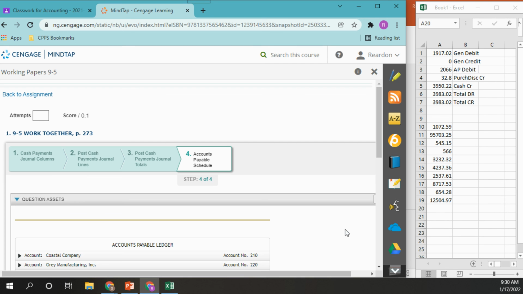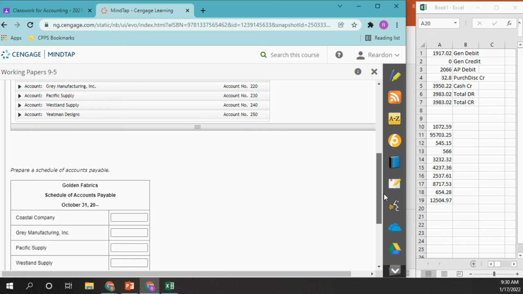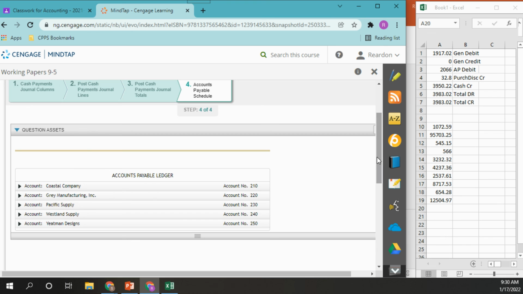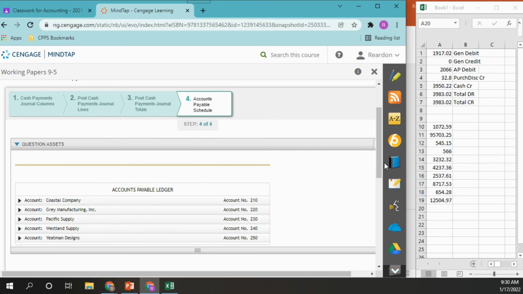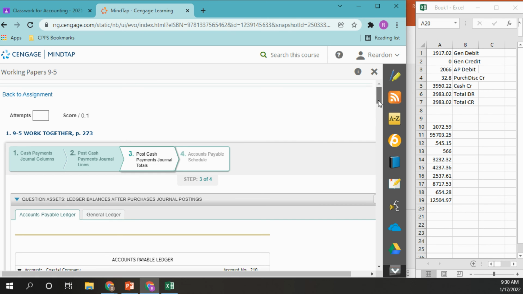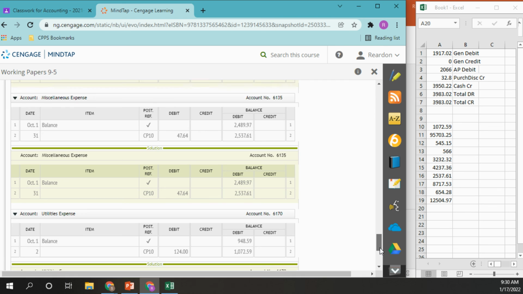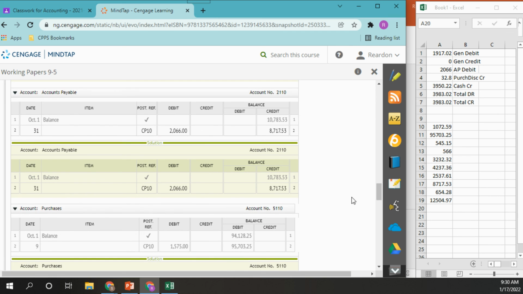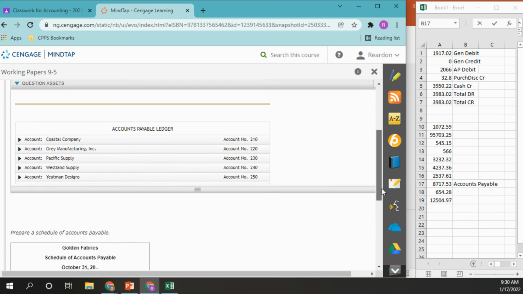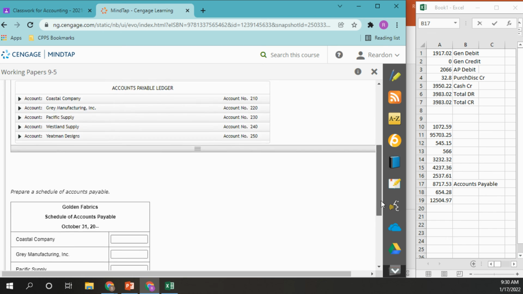All right, next step. Accounts payable schedule. Now we're going to create our schedule of accounts payable. Here's something where I would want to see the accounts payable ledger. Maybe I can see it back here. 8717.53. I'm going to mark this as accounts payable over here. What is our balance? 8717.53. So when I go to do the accounts payable schedule, it has to equal my total controlling account for accounts payable. So here we go.